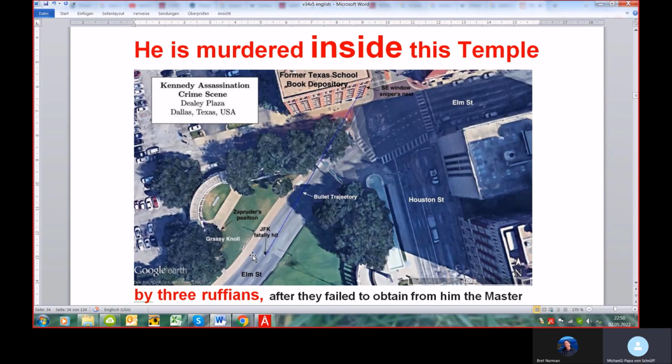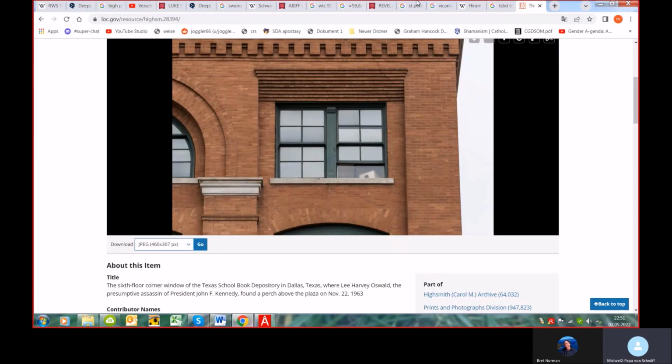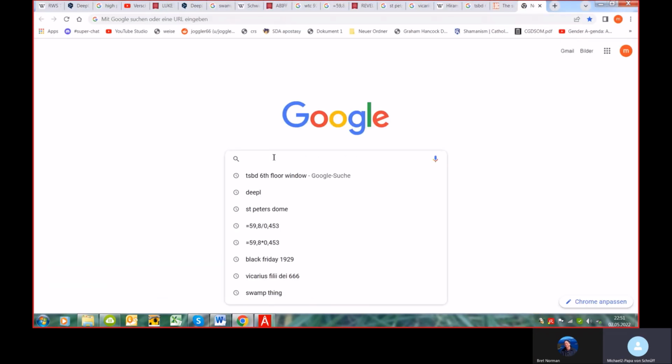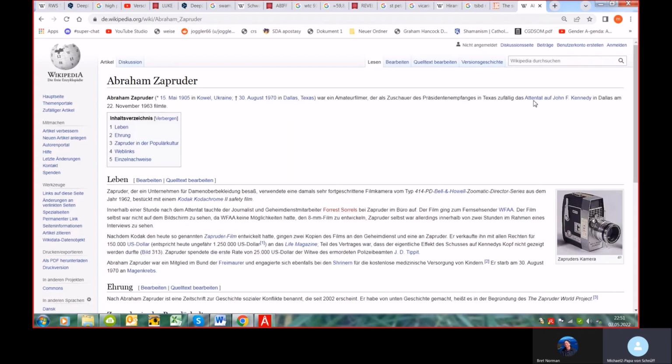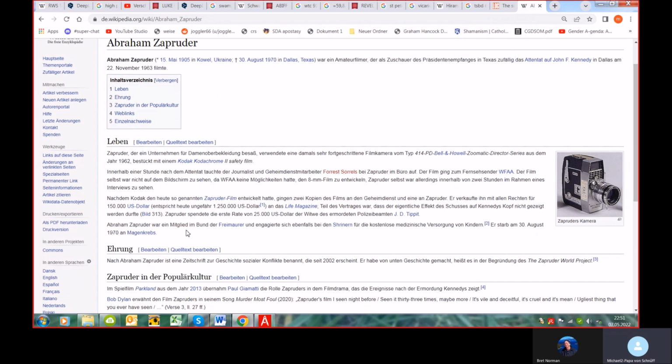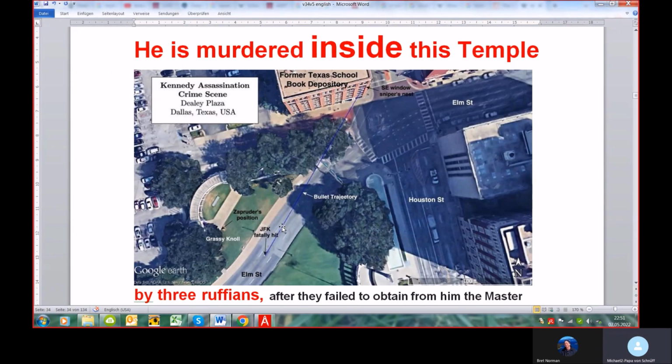And that is very much alike to the position of Abraham Zapruder. If you really think, and this is hilariously funny, I have no words for that, because it is only appearing in the German script, or in the German Wikipedia actually, when it comes down to the man called Abraham Zapruder. They say that he was watching the presidential motorcade in Texas by accident. Zufällig means by accident. And if you then know that he was a member of the Freimaurer, Freemason, and if I am informed correctly, he was a 32-degree Freemason at that time.